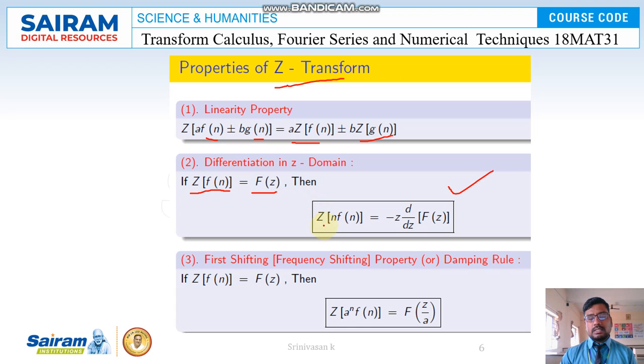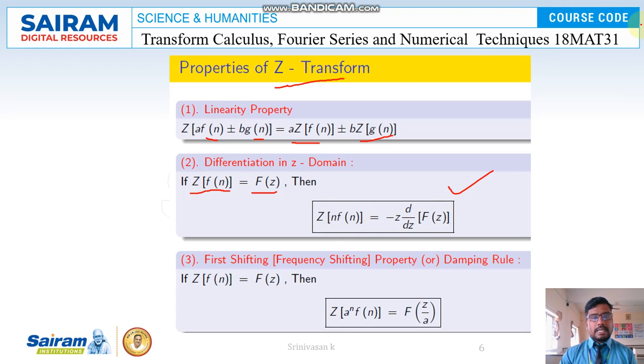Then Z[n f(n)] = -z d/dz F(z). So what is the application of this property? If the function is in the form of n into f(n), we can apply this property.